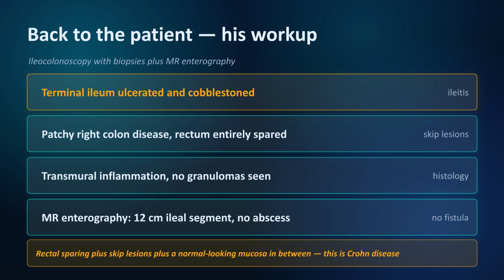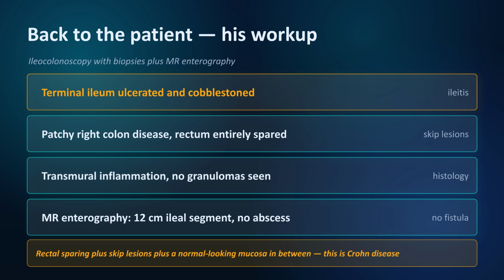Back to our patient. He had an ileocolonoscopy with biopsies plus magnetic resonance enterography. The terminal ileum was ulcerated and cobblestoned. There was patchy right colon disease, and the rectum was entirely spared. Biopsies showed transmural inflammation, and no granulomas were seen, which, as we said, changes nothing. The enterography showed a 12-centimeter diseased ileal segment with no abscess and no fistula.